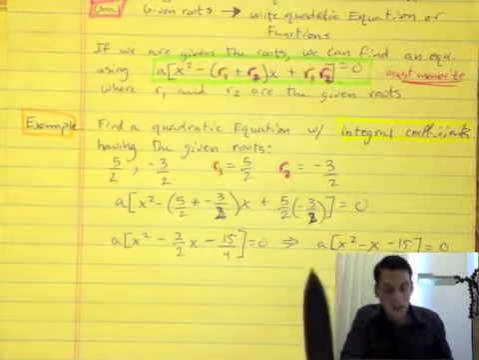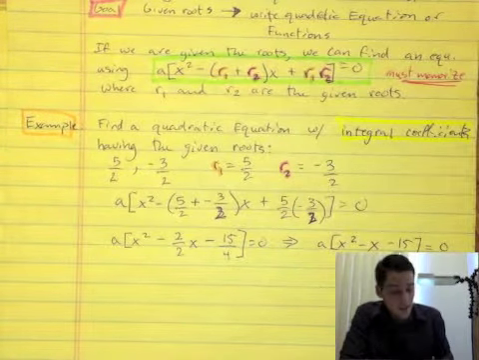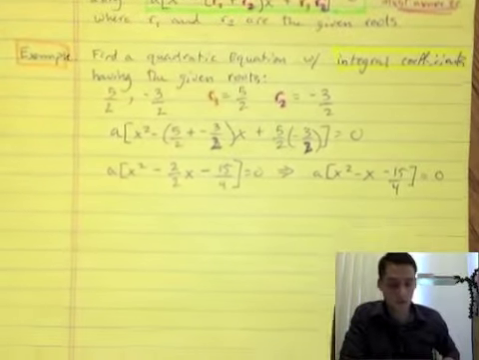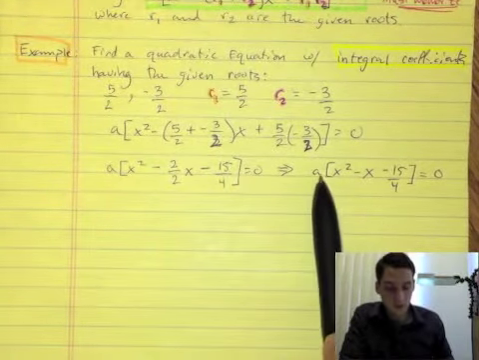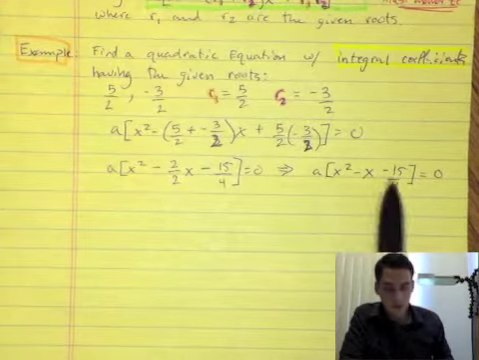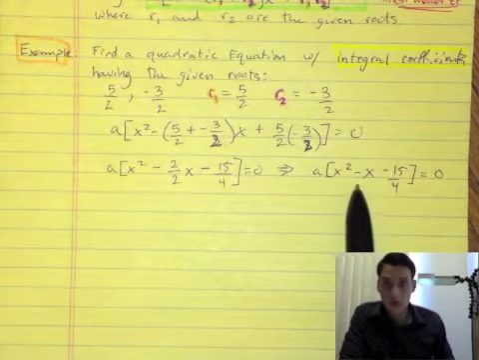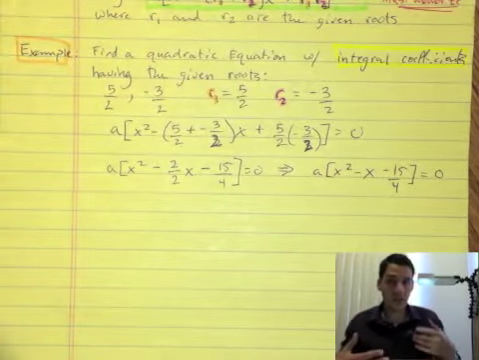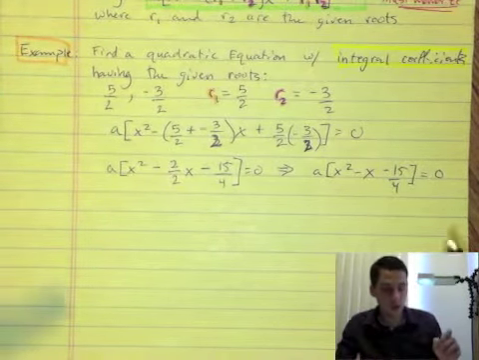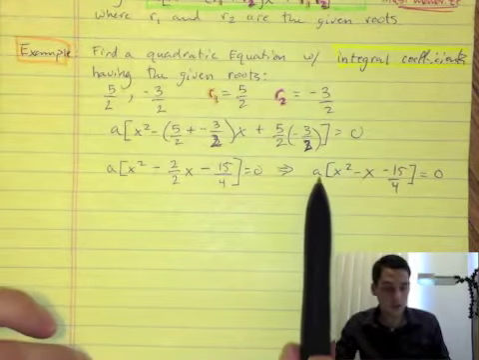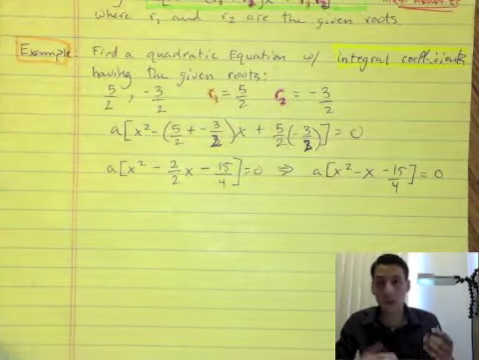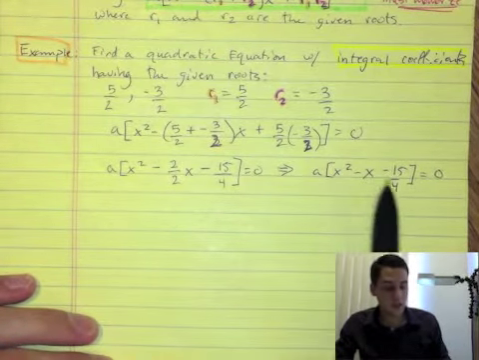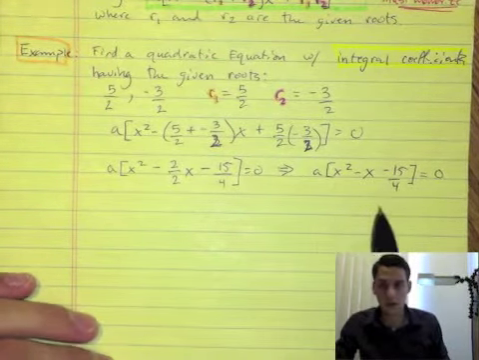So, what do I do? What about this a part? I don't know what a is, and I have a fraction here. I wanted integer coefficients, or integral coefficients. Well, a is being multiplied to every term in this equation. I can choose a. I'm finding an equation, it doesn't have to be one specific equation. So I can choose a to be whatever I want. And if I want integral coefficients, I can choose a such that it will get rid of any fractions in my equation.